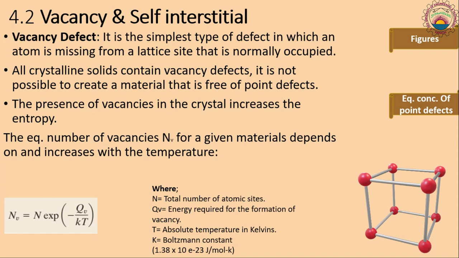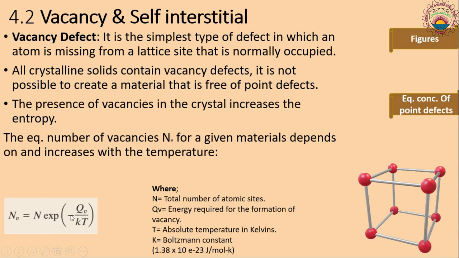Now, how do we calculate the number of vacancies in a crystal structure? At equilibrium, the equilibrium number of vacancies for a given material depends on, and increases with, the temperature. So it primarily depends upon the temperature as well as some activation energy. The equilibrium number of vacancies Nv equals N times an exponential term, where N is the total number of atomic sites. These are the atomic sites, as I have told you before, where the atoms normally exist.